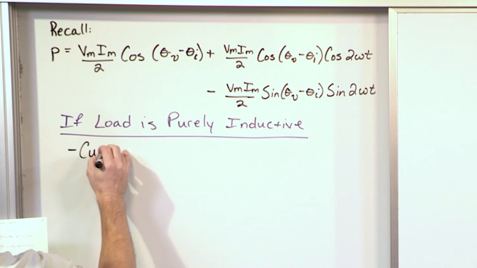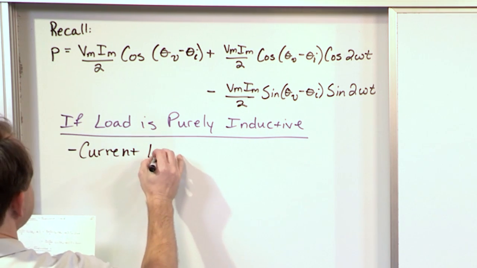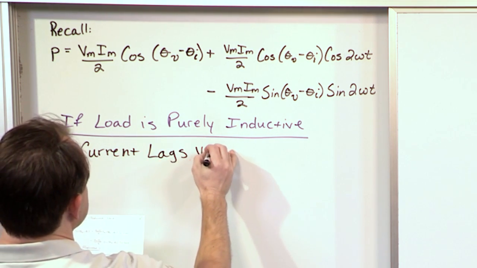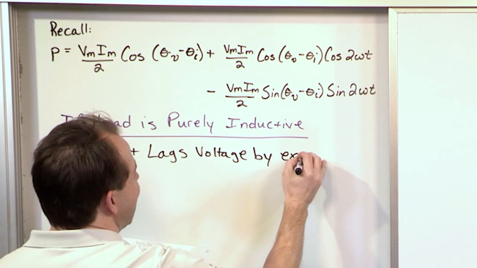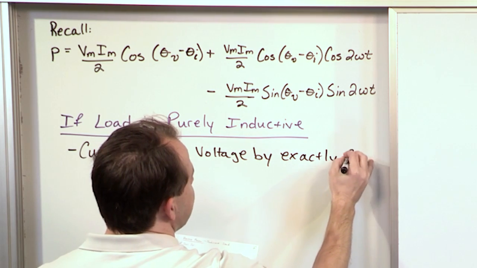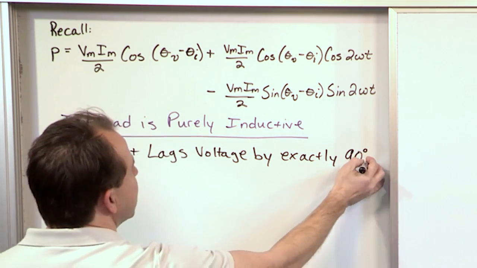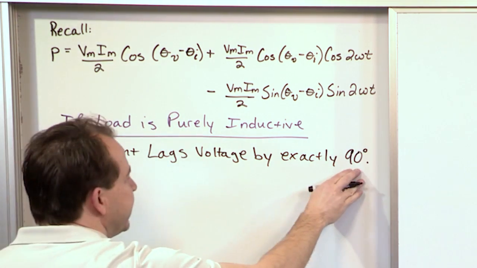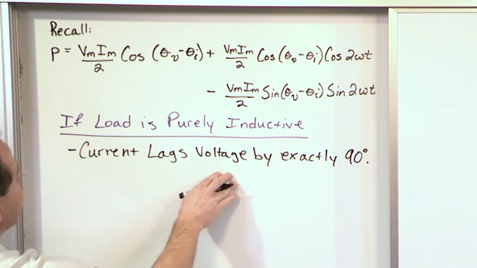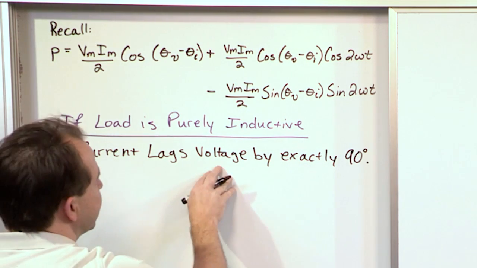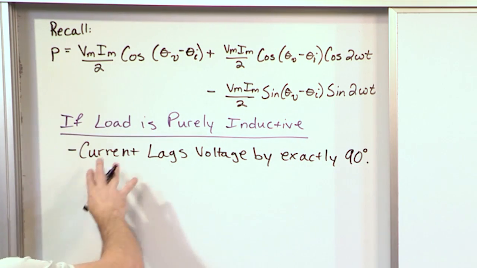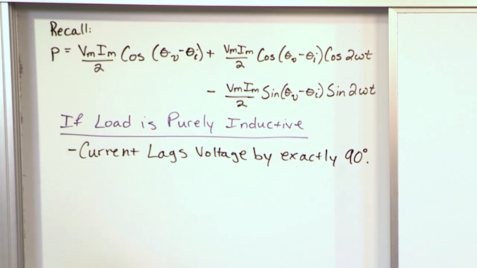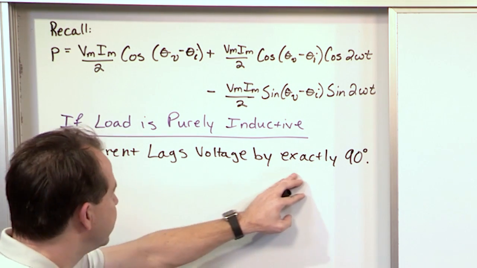The current lags the voltage by, I'm going to put the word exactly, 90 degrees. And I'll give you a hint. When we get to capacitors, it's also going to be 90 degrees, but the current is not going to lag the voltage. In a capacitor, the current will lead the voltage by 90 degrees. So the 90 degrees part is going to be easy to remember. The leading versus the lagging is what always confused me when I learned this stuff the first time. Finally, you're just going to have to commit it to memory.